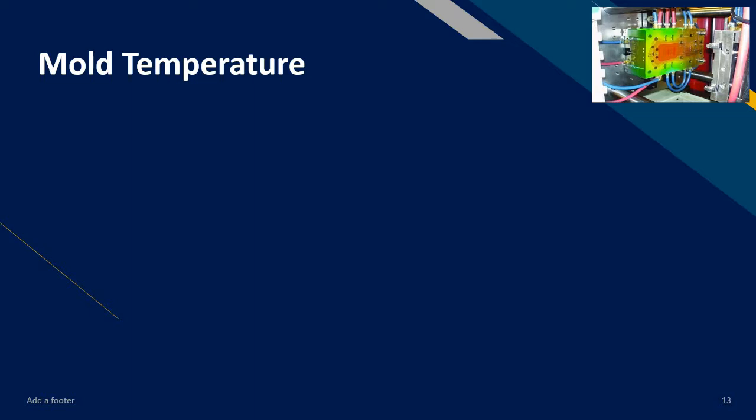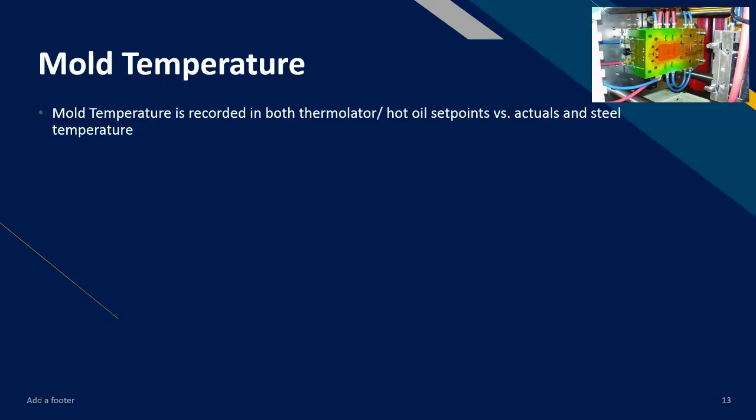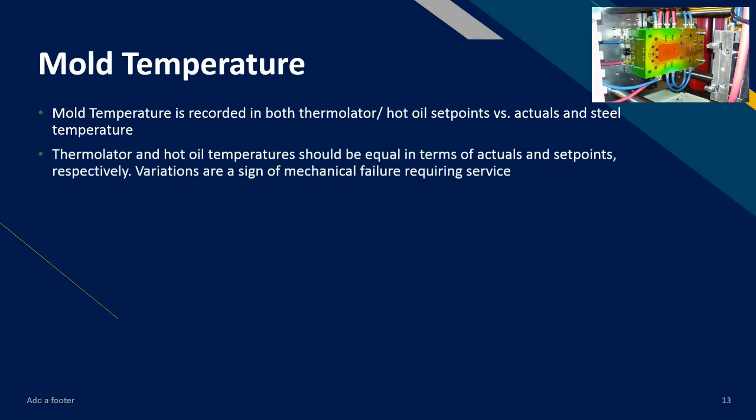Now let's take a look at mold temperature. Mold temperature is generally recorded in thermolator and hot oil applications as the set points versus actuals and steel temperature. Thermolator and hot oil temperatures should be equal in terms of actuals and set points respectively. Variations are a sign of mechanical failure requiring service.